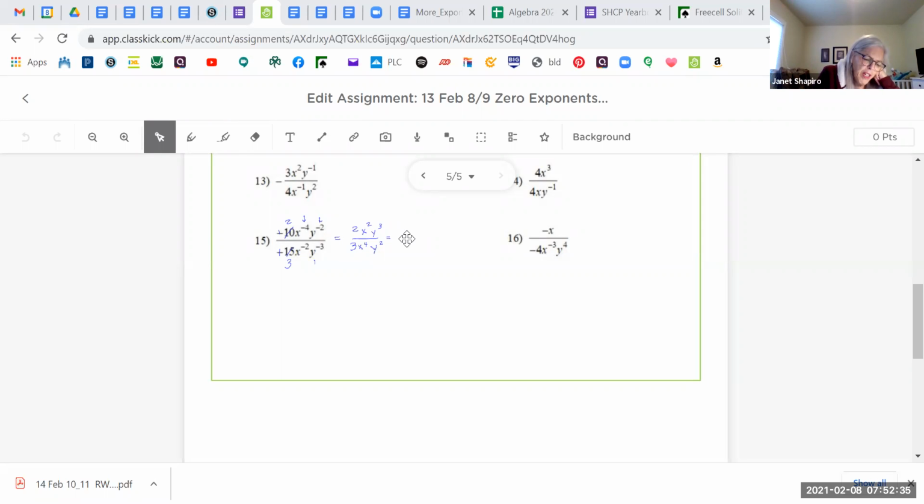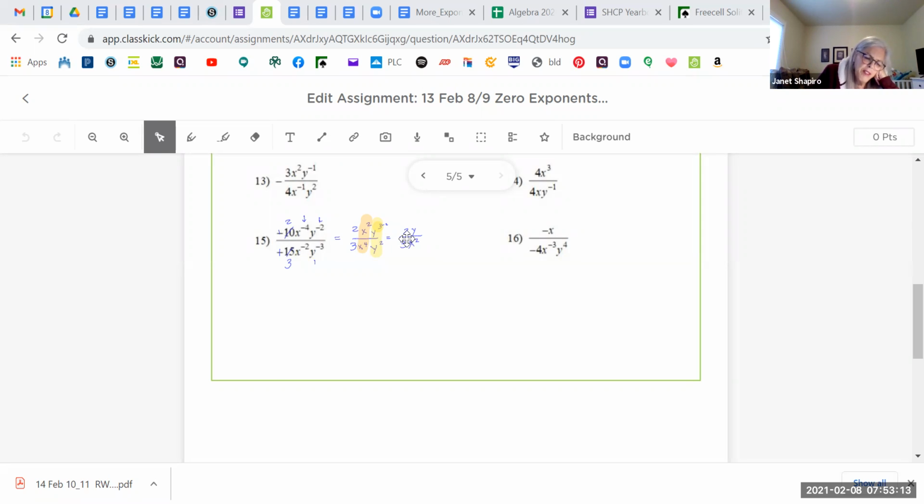Now I can simplify. I still have my 2 over 3. When I look at my x's, there are more x's in the denominator, so that's where they'll stay. And I'll do 4 minus 2. That's 2. Look at my y's. There are more in the numerator, so my y's will stay in the numerator, and I'll do 3 minus 2, which will give me y to the 1st power, which I don't need to write. I don't need to write that exponent of 1.